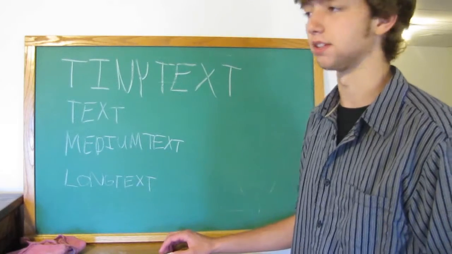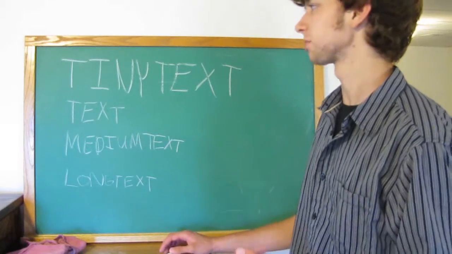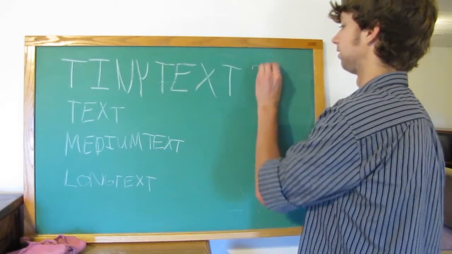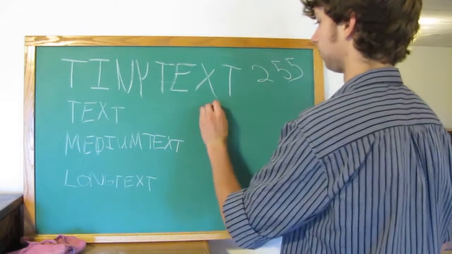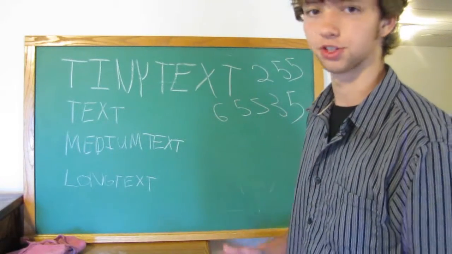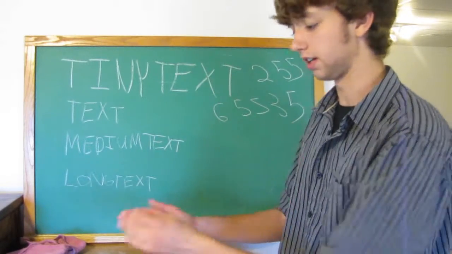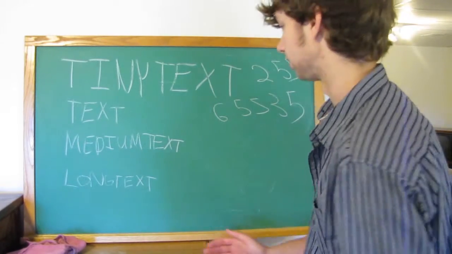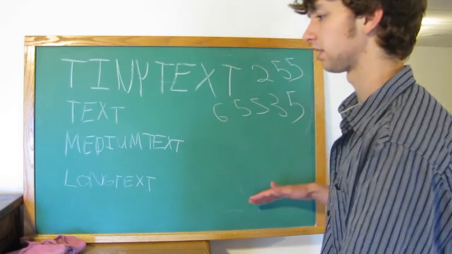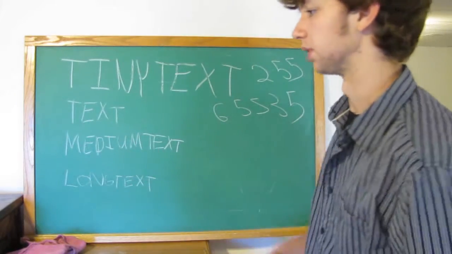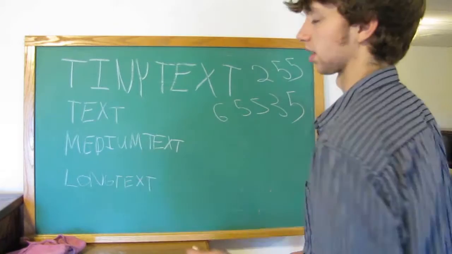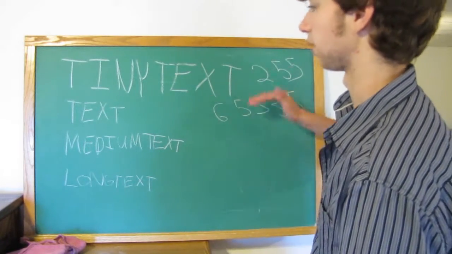And the difference between these is that each one can store more data. So tiny text, the max is 255. Text is 65,535 characters, and characters are just like a letter or any key entered into the database. Medium text is like 16 million, and then long text is like 4 billion, I think. So when you're getting to really long things, you're going to have to use medium text and long text. But when you're using shorter ones, you'll need to stay up here.